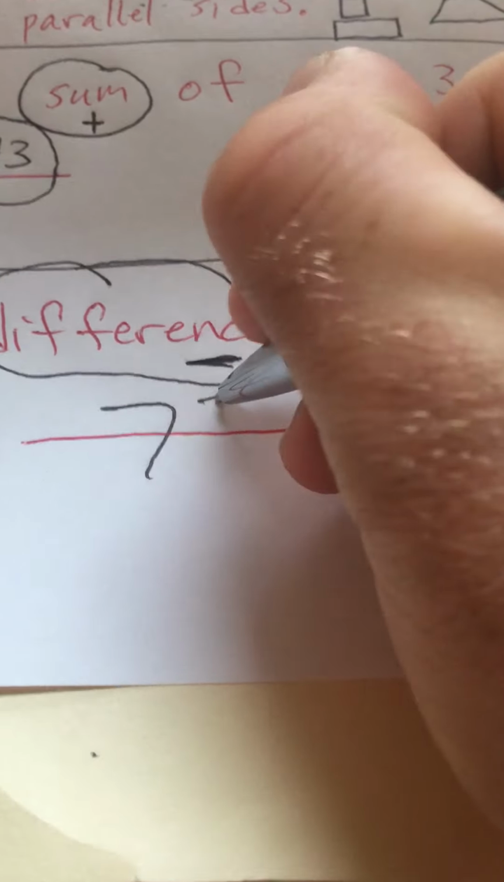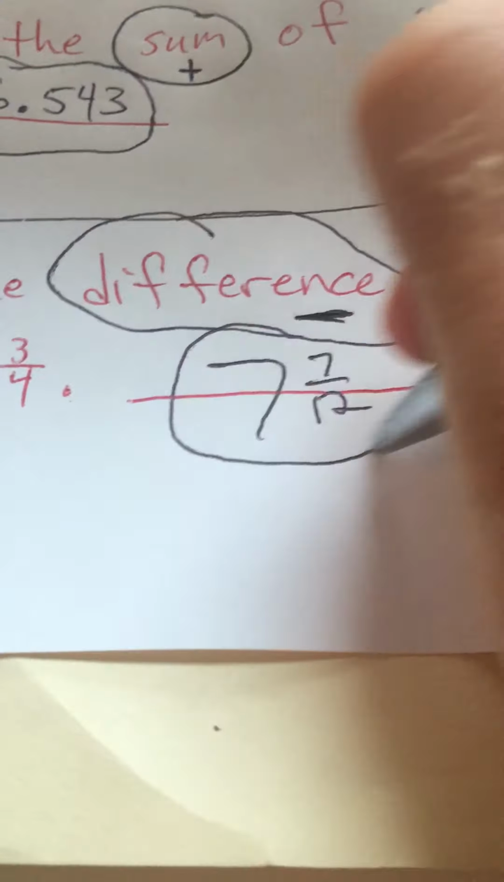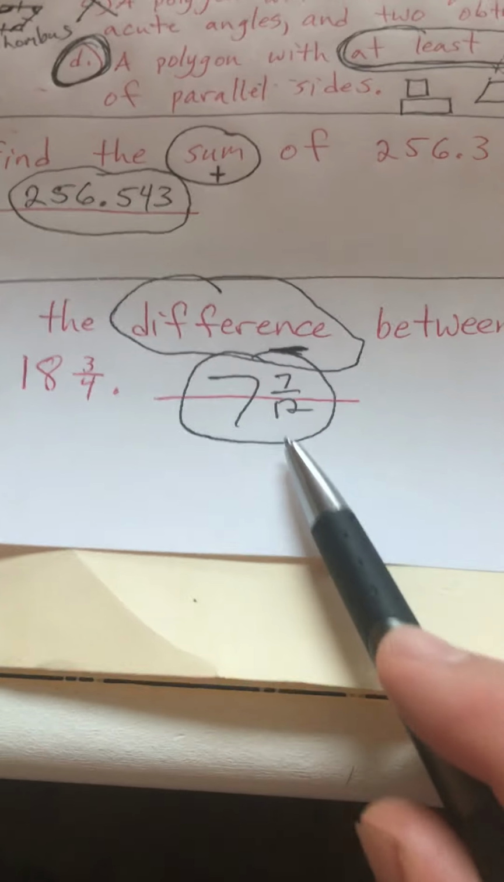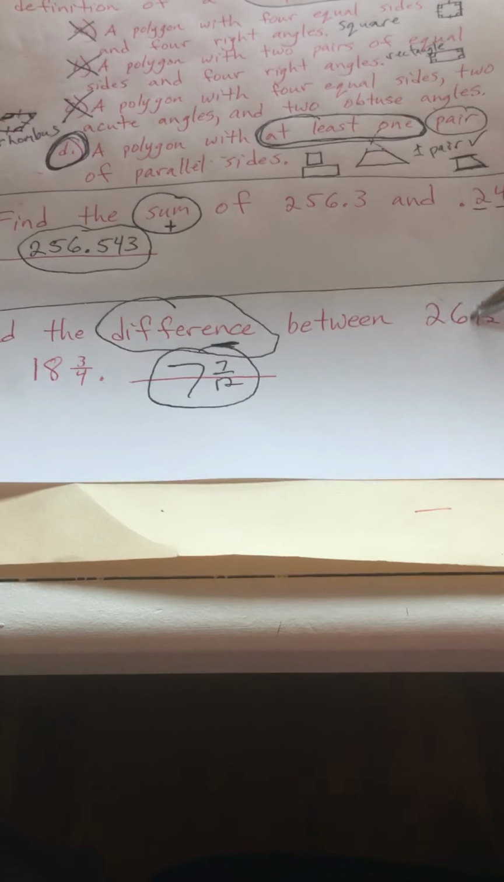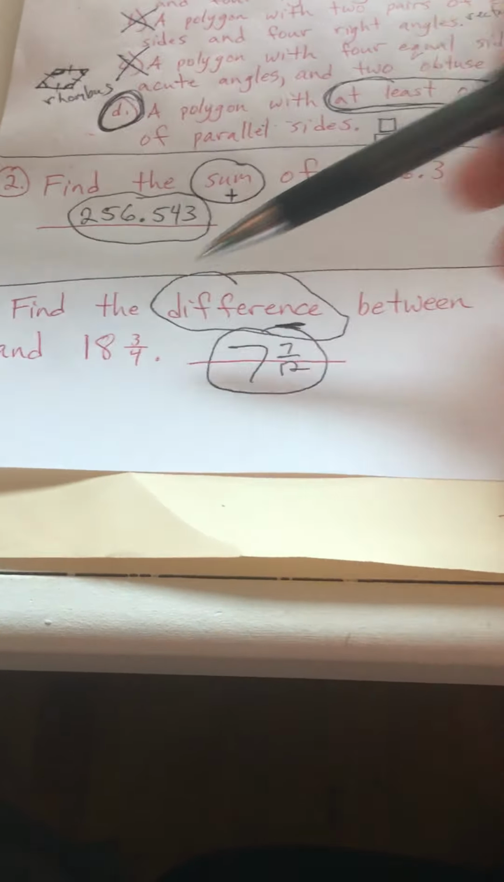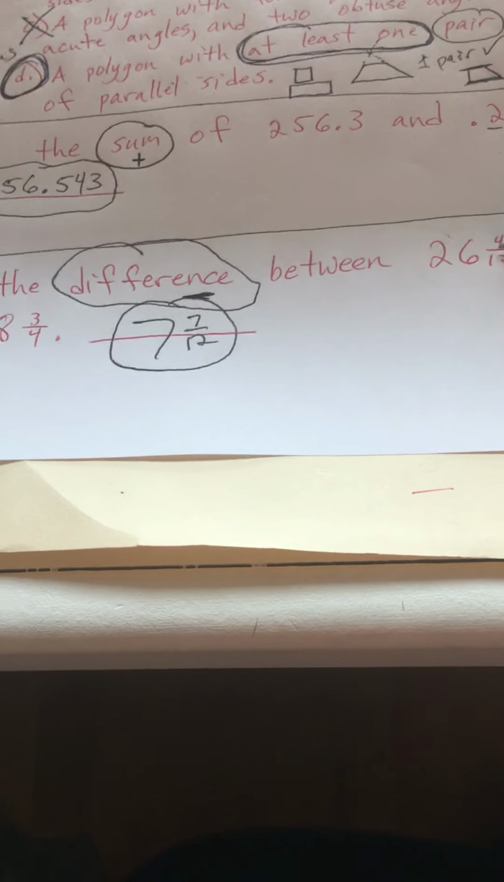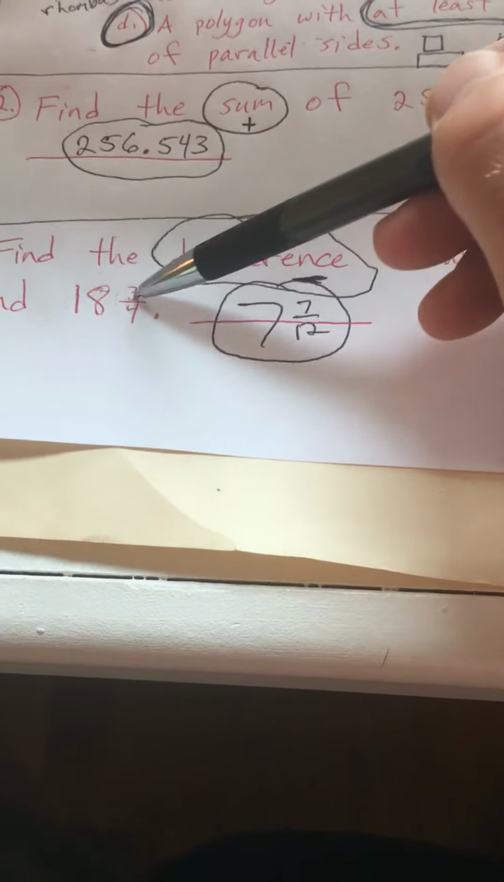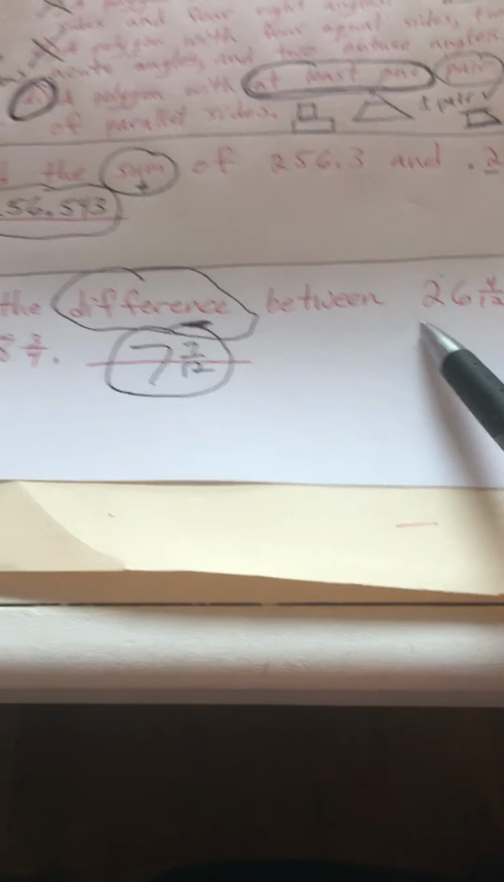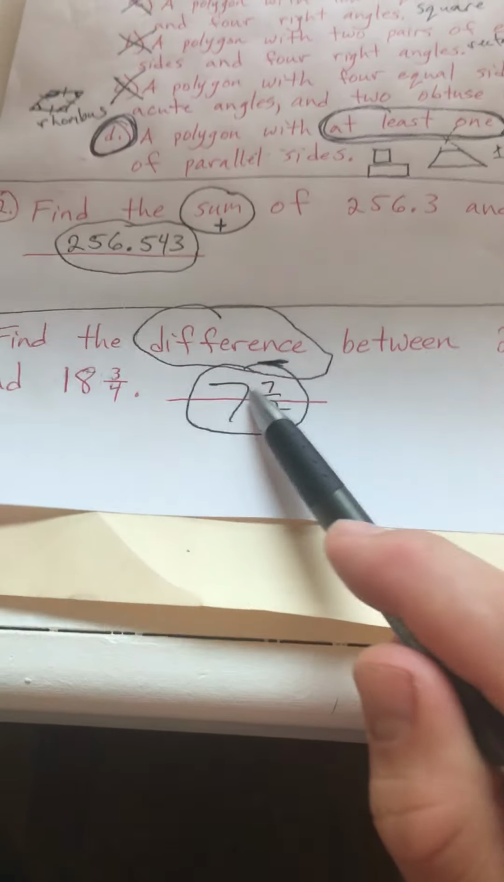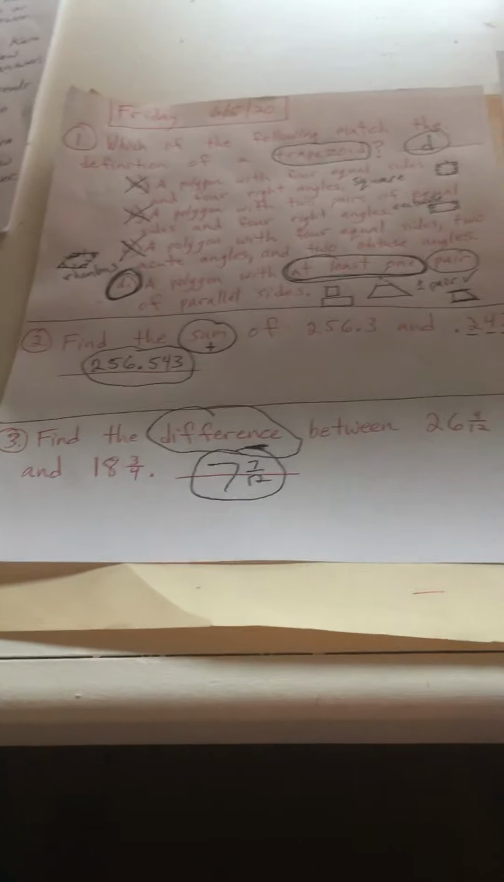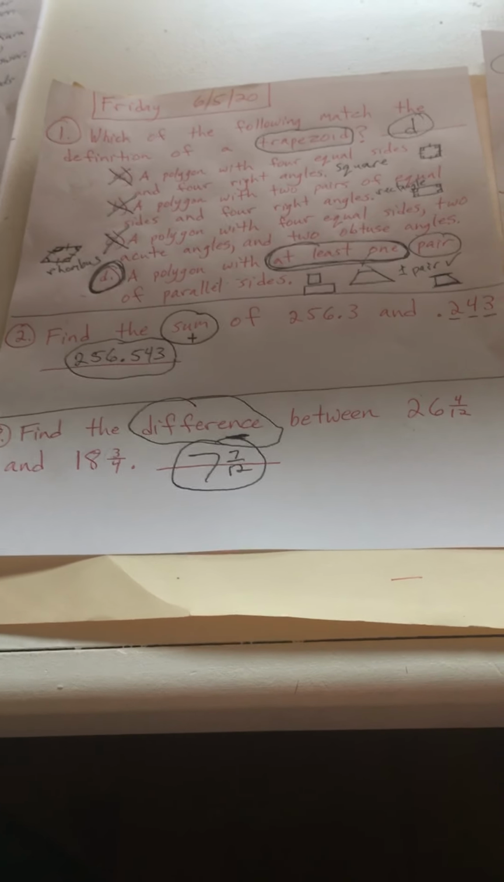So the difference between 26 and 4/12 and 18 and 3/4 is 7 and 7/12. I'm just going to check if that's a reasonable answer. 26 minus 18 is about 8, but since this is 26 and a fraction, and this is closer to 19 because it's 3/4, we could say that's about 26 minus 19, which is about 7, which gives us a reasonable answer. All right, so that's it.